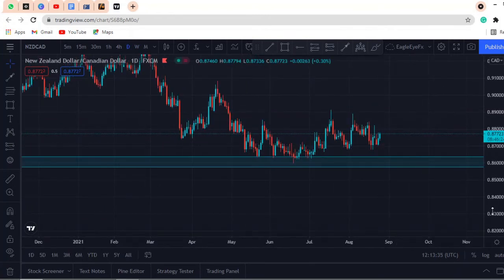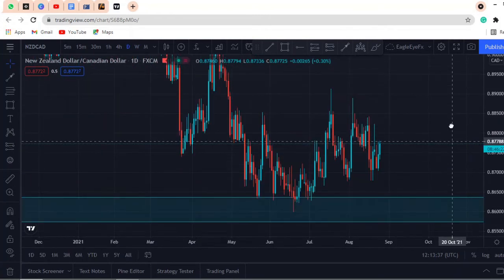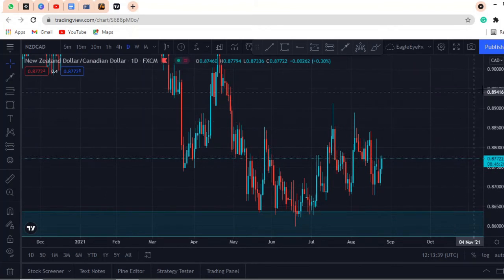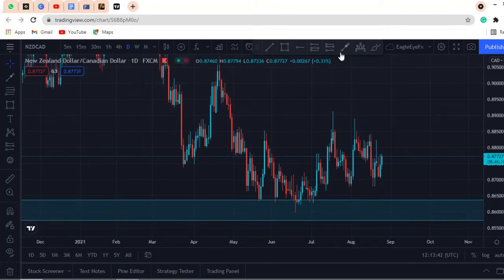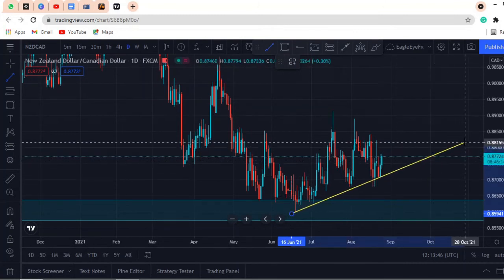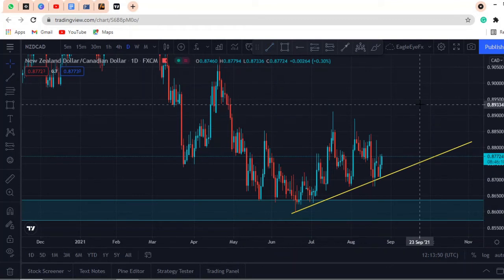On the daily time frame, I can still draw another trend line here. Okay, I can draw a trend line over there, and I can mark this.